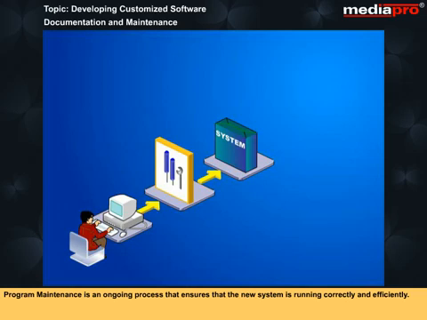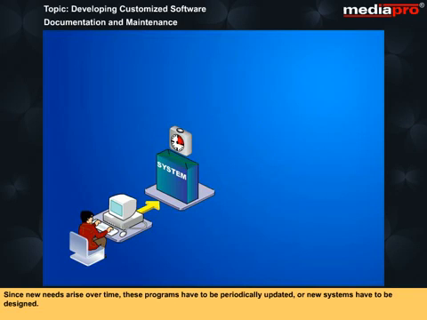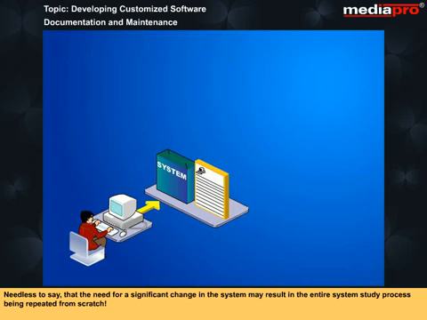Program maintenance is an ongoing process that ensures that the new system is running correctly and efficiently. The program is checked regularly for any errors introduced or caused by it. Since new needs arise over time, these programs have to be periodically updated or new systems have to be designed. Needless to say that the need for a significant change in the system may result in the entire system study process being repeated from scratch.